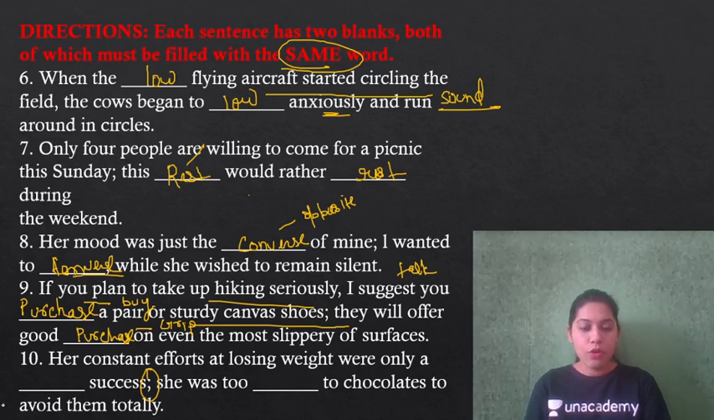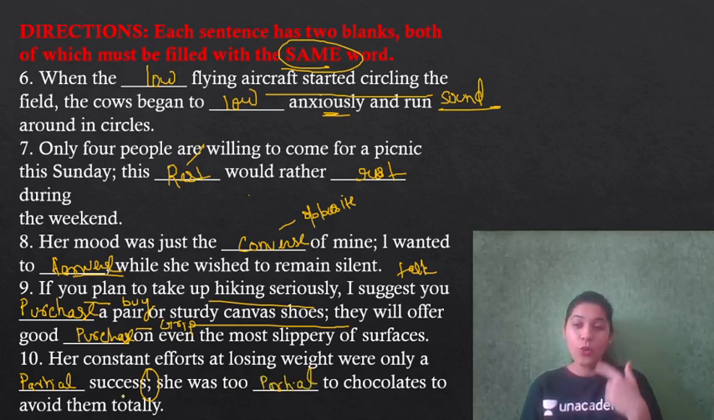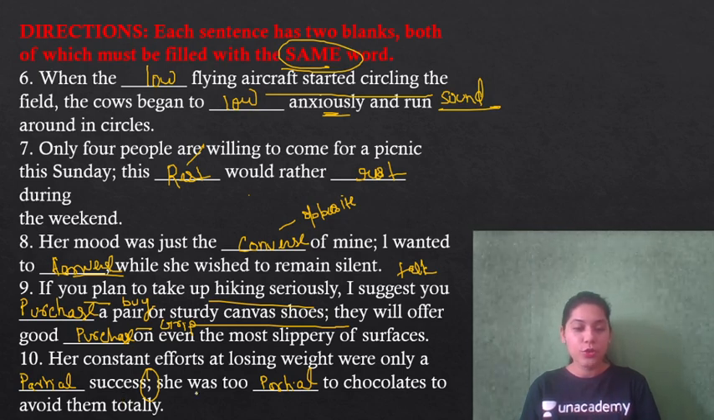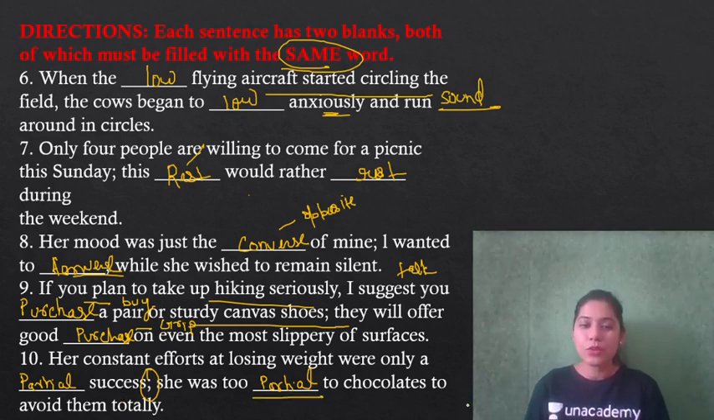So yes, were only a partial success. She was too partial to chocolate. So it was only a partial, not a wholehearted success. She did not avoid them because she was too partial to chocolates. She can't avoid them totally. She has to eat it, right?